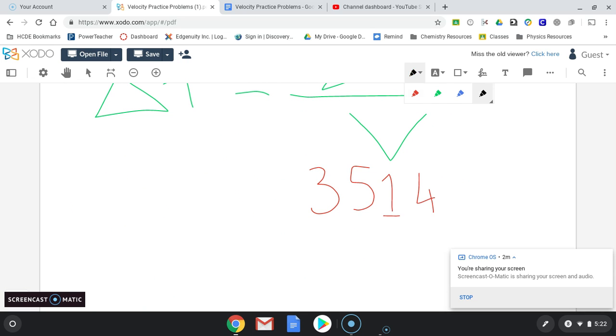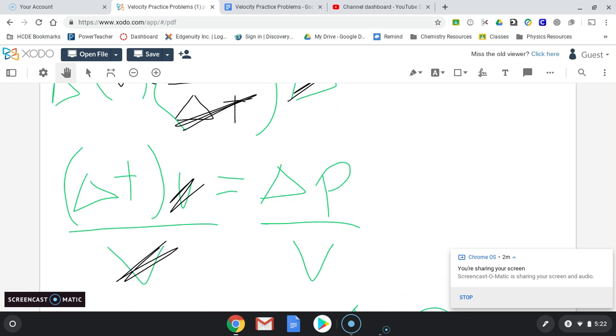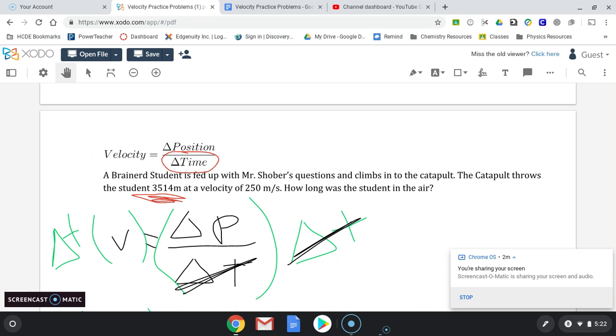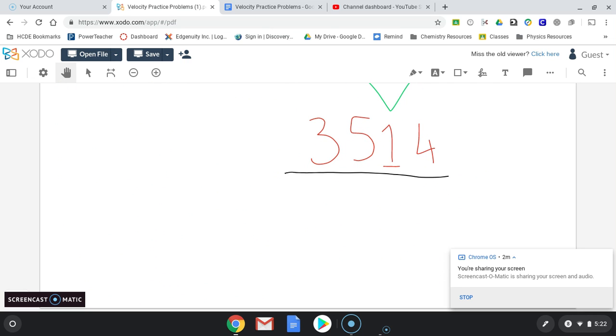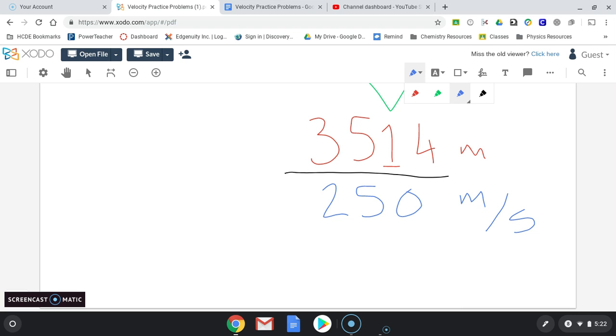3,514 meters. We're going to divide that by the velocity that's given in the question itself. So the velocity is right here at 250 meters per second. Let's see, I'll underline that in blue, 250 meters per second. So now we scroll down and 250. And like we talked about with units earlier, this was meters. This is meters per second.